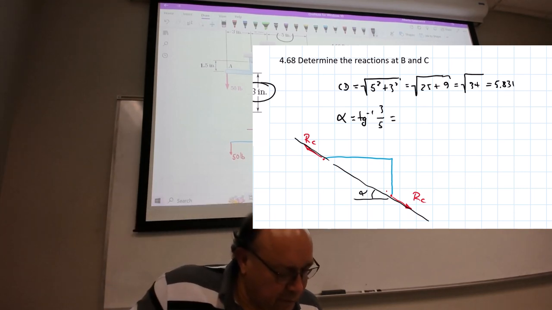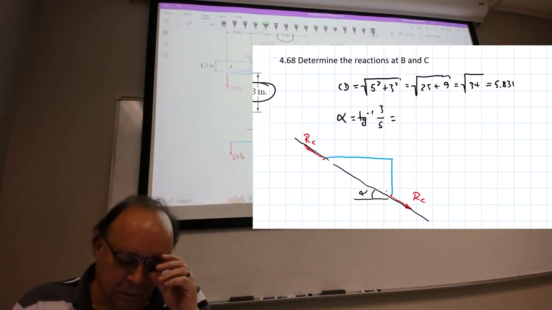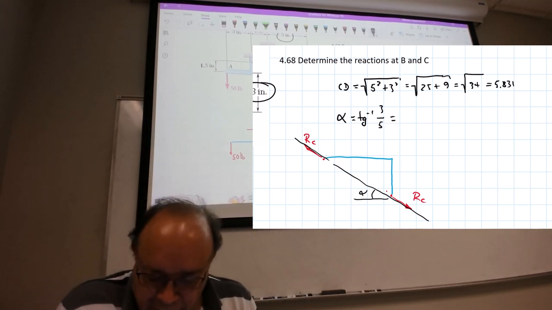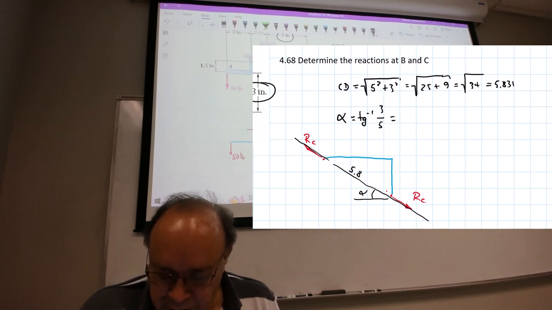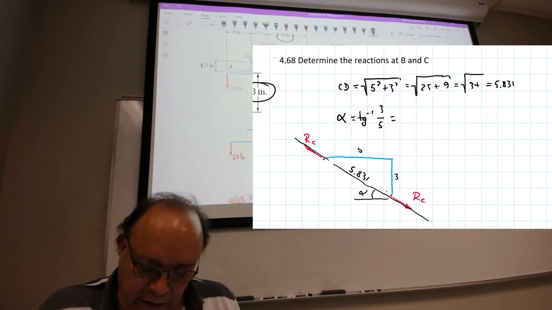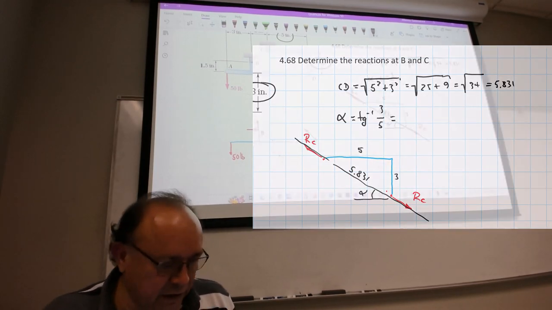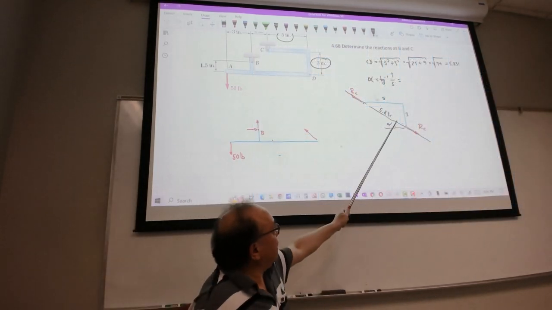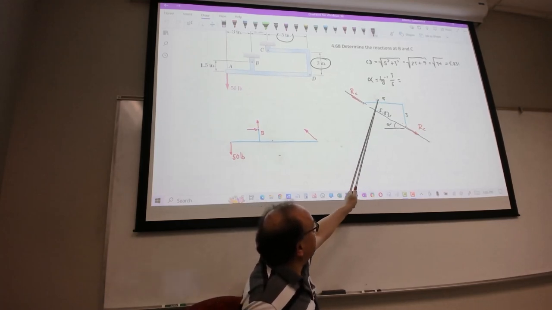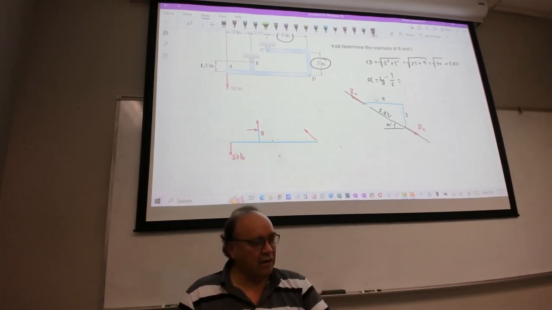5.83 is 0.95. Okay. So if we have this value here, 5.83, then this is 3, this is 5. We can express sine and cosine of this angle as a function of those three numbers instead of dealing with angles.